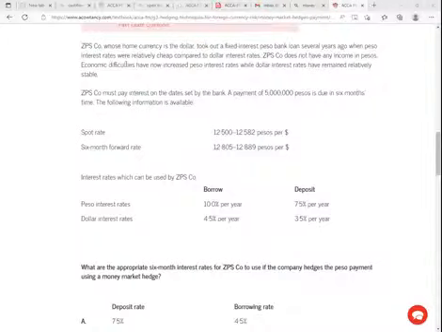ZPS company must pay interest on the date set by the bank. A payment of 5 million pesos is due in 6 months' time. The following information is available. So they've given us the spot rate, the 6 months forward rate, and the interest rates which can be used by ZPS company. They're asking us a very simple question: what are the appropriate 6 months interest rates for ZPS company to use if the company hedges the peso payment? The options are given there.